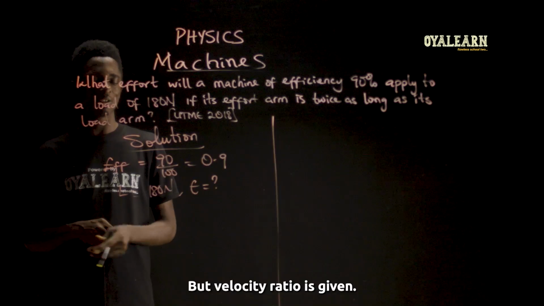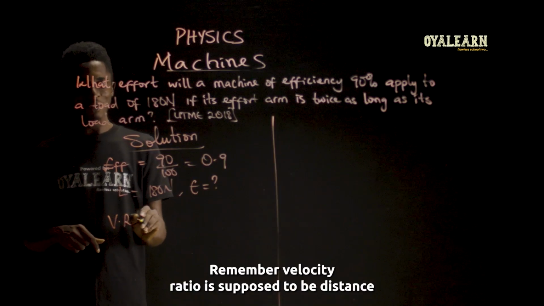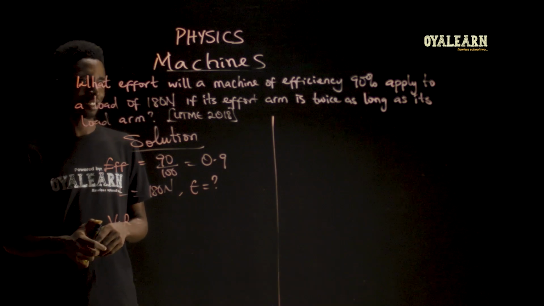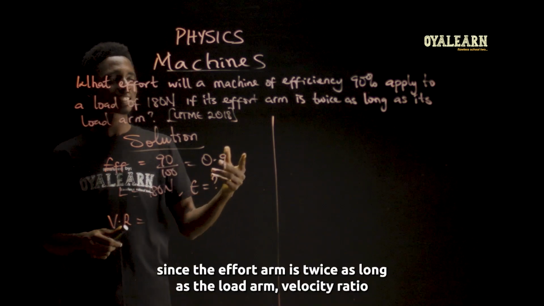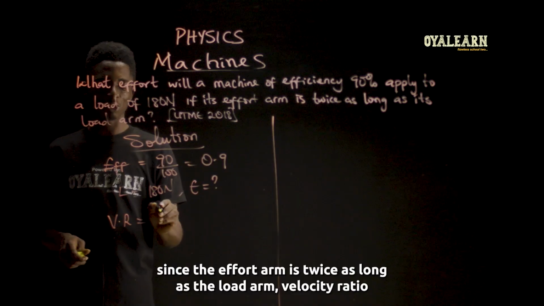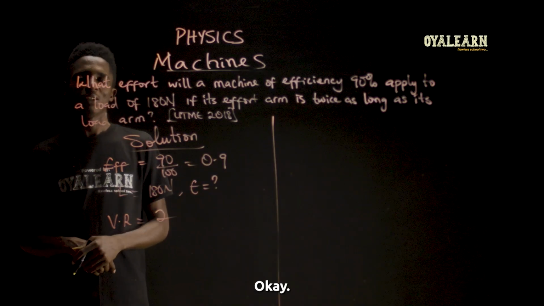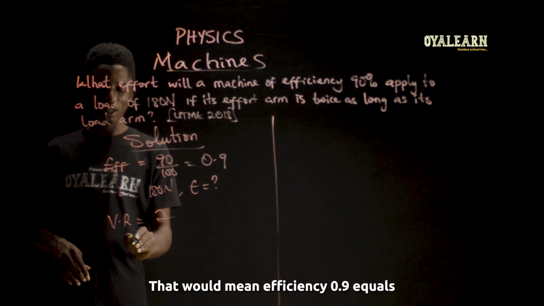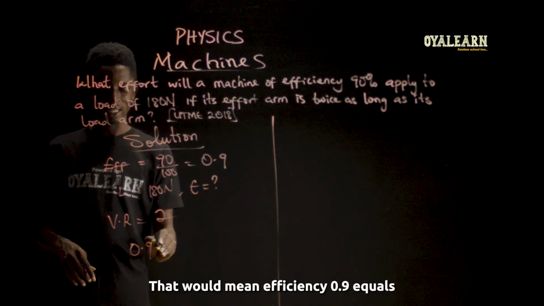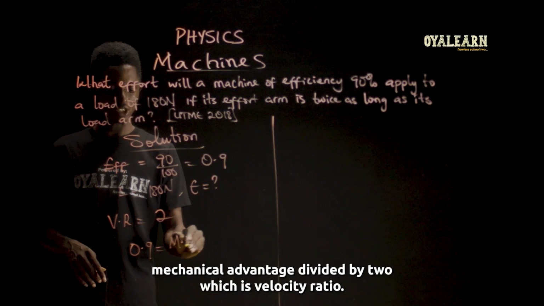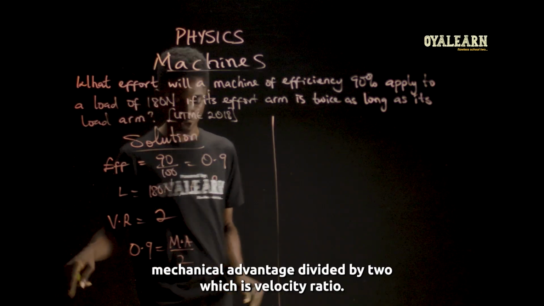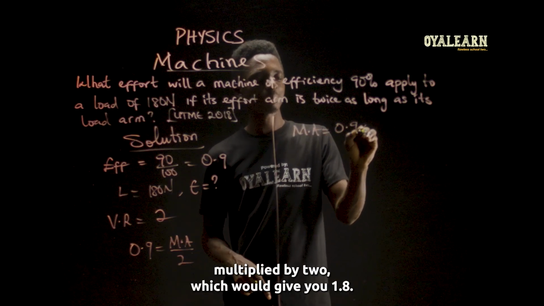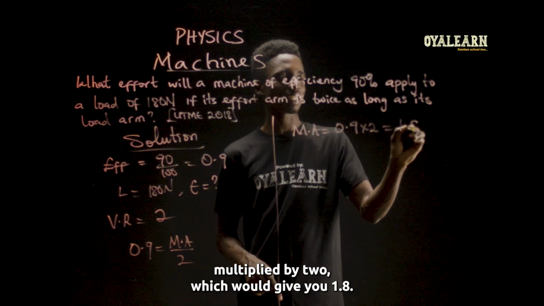But velocity ratio is given. Remember, velocity ratio is supposed to be distance moved by effort over distance moved by load. And since the effort arm is twice as long as the load arm, velocity ratio therefore becomes 2. Okay? So now using this, let's find mechanical advantage. That would mean efficiency 0.9 equals mechanical advantage divided by 2, which is velocity ratio. Now from here, we can now see that mechanical advantage becomes 0.9 multiplied by 2, which will give you 1.8.